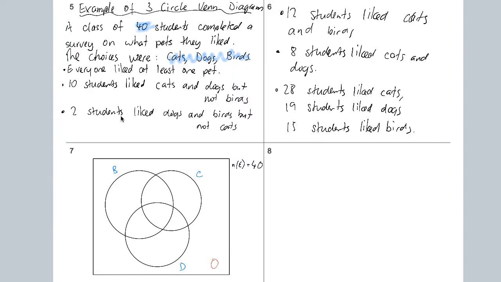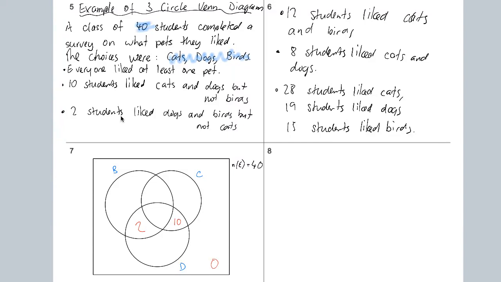So that means there has to be 40 in B union C union D. It's got to be 40 all the way through here. What else? 10 students like cats and dogs, but not birds. Okay, here we go. This whole section is cats as well as dogs, but this bit is also including birds. So that means that this bit must be 10. Feel free to try and go ahead of me if you want to, or you can just soak in my thinking process. Two students like dogs and birds, but not cats. Well, that'd be that. 12 students like cats and birds.